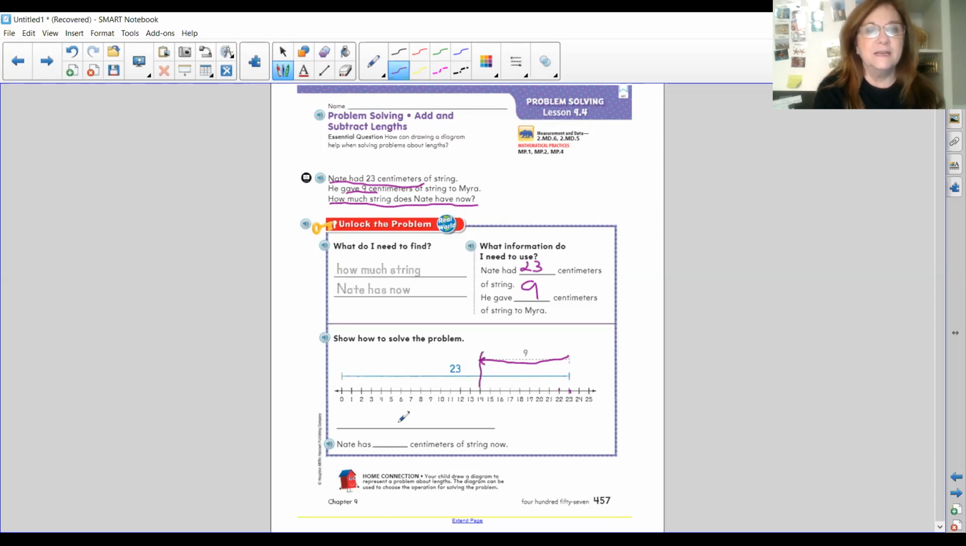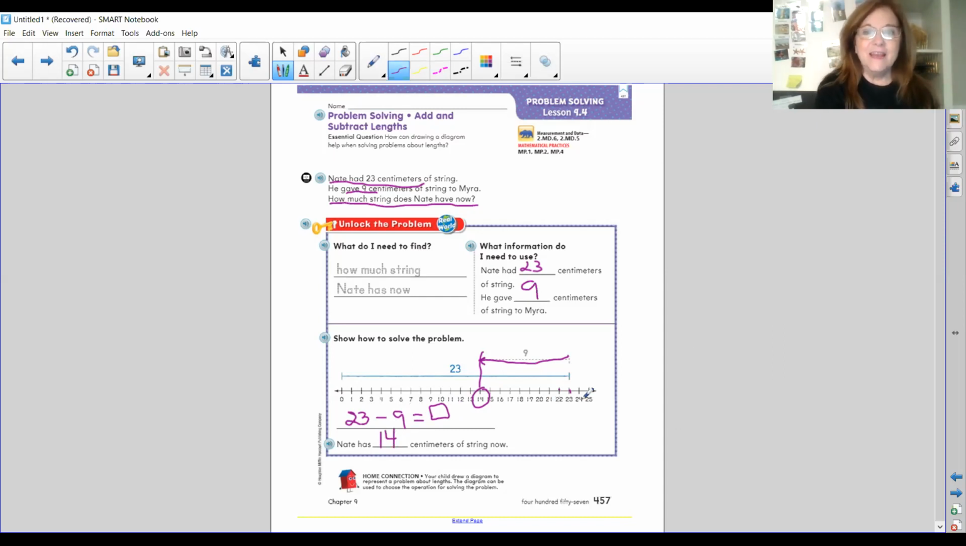That's where we're ending. So our number sentence is going to be the number that we started with. So that's 23 minus the 9 that he gave away, because when you give away, it's subtraction. And when we write our number sentences, we're going to write them with a little mystery box. So what number did we end on? 14. Now we did these same kind of lessons with inches in our chapter 8. So this time we're just moving along with the centimeters.